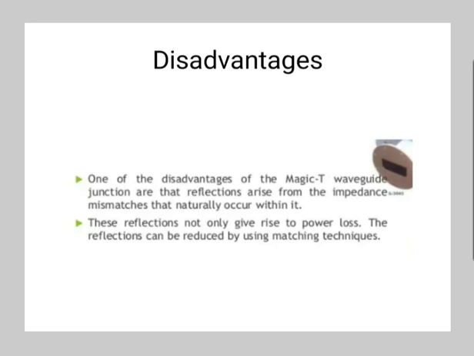Next is the magic tee as a mixer. The magic tee is also used as a mixer in a microwave receiver. In the mixer, the signal and local oscillator are fed into the E and H arms. The magic tee has other applications like microwave discriminator, microwave bridge, etc.